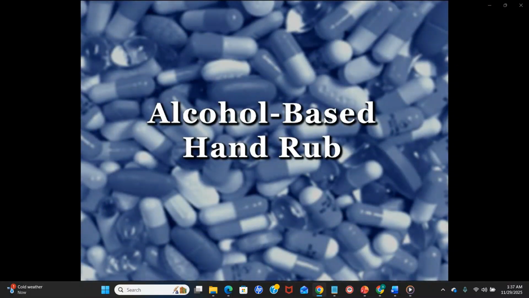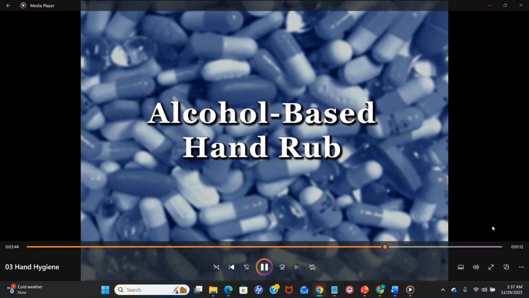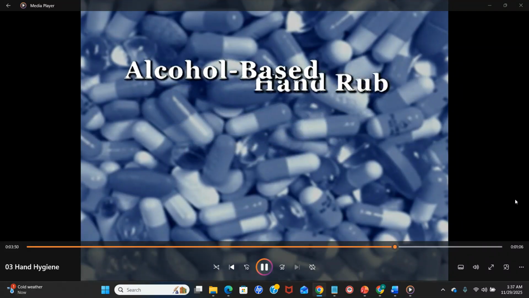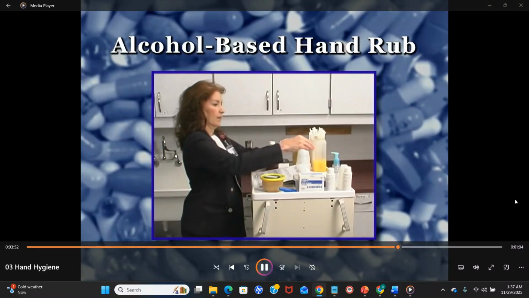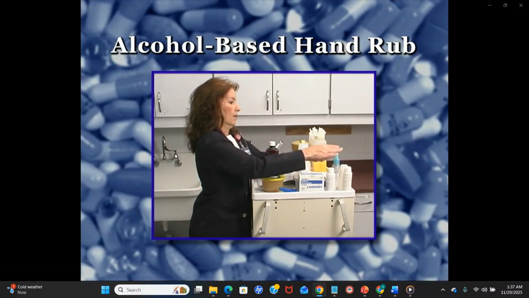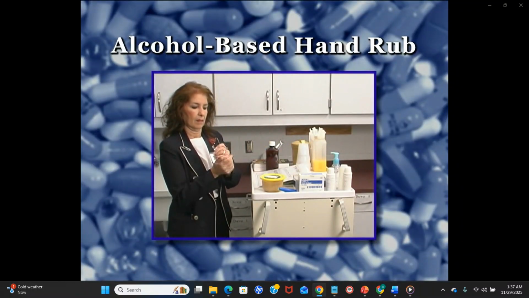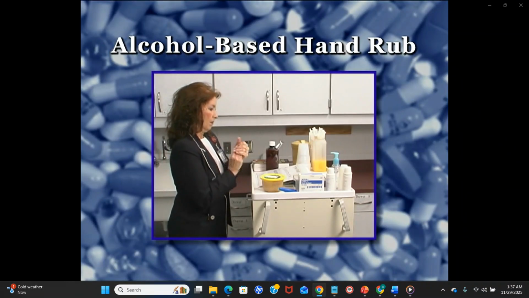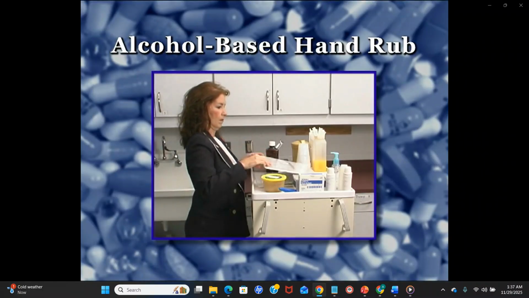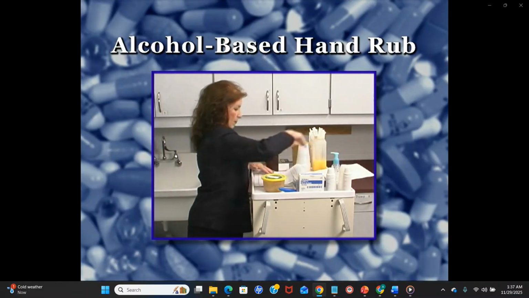When hands are not visibly soiled, an alcohol-based hand rub can be used instead of hand washing to reduce the number of germs on your hands. Apply a small amount of solution to the palm of one hand. Rub the solution into your hands, covering all surfaces, including around your nails and between your fingers. Rub your hands together until all the alcohol has dried and evaporated.